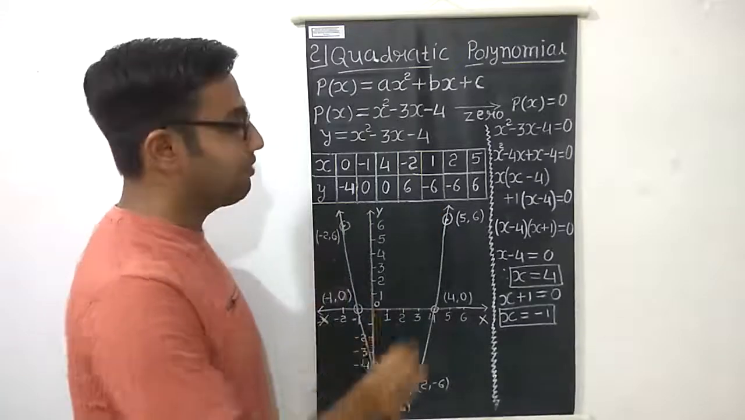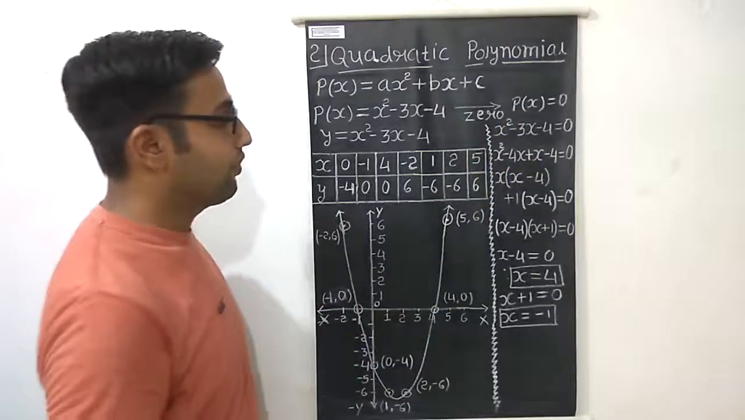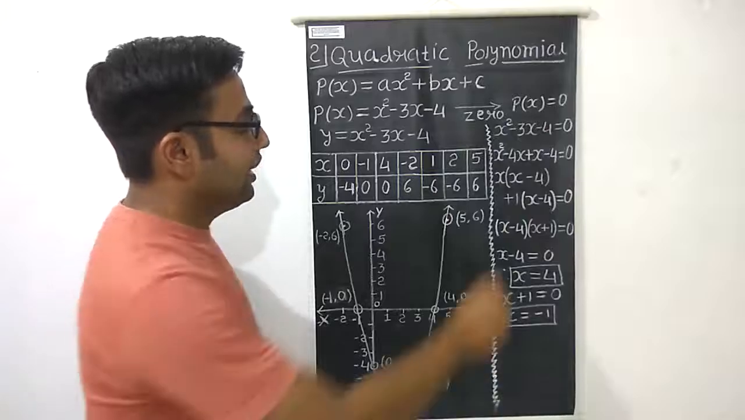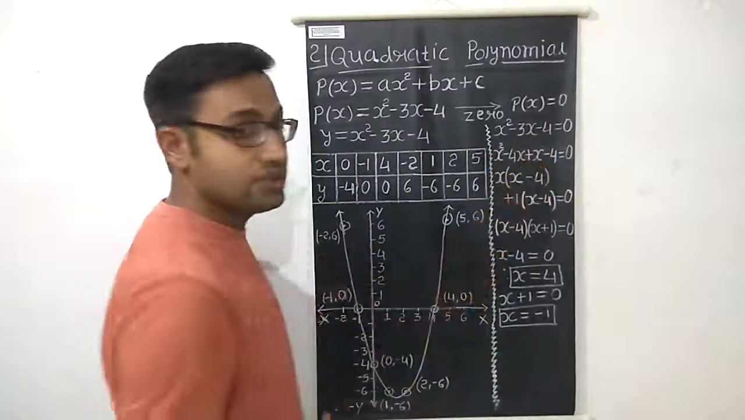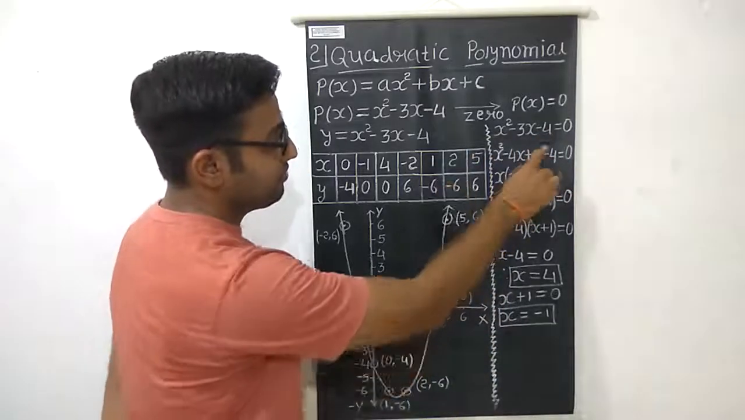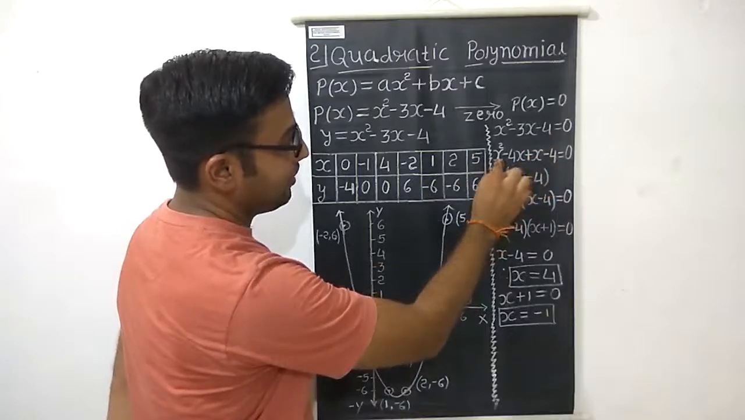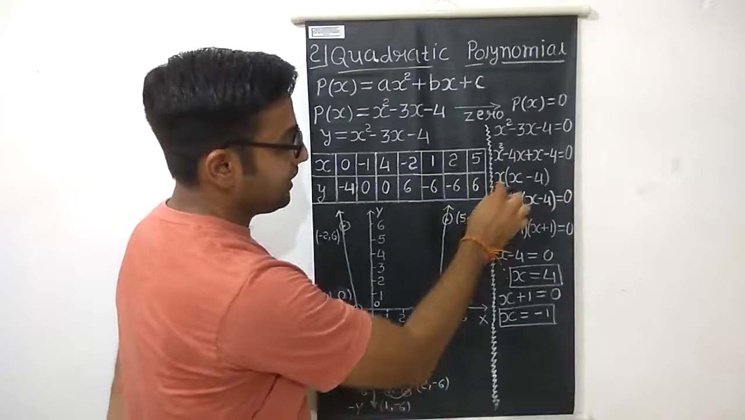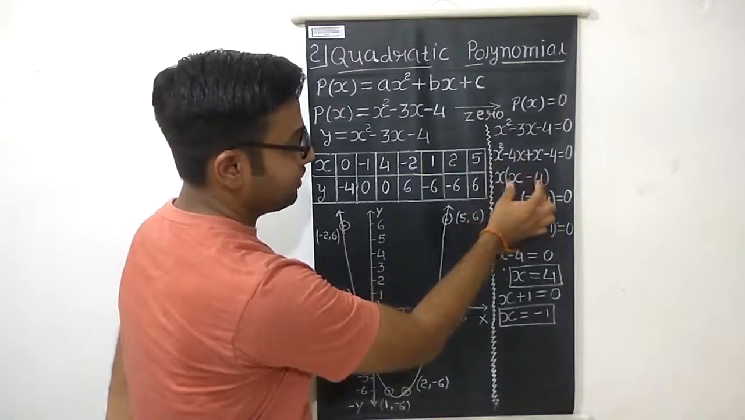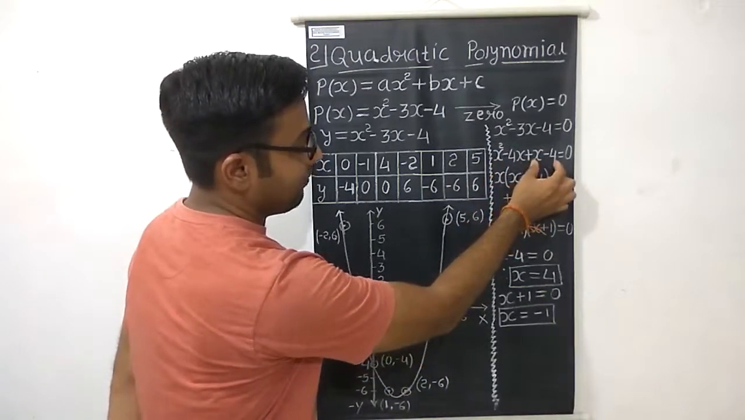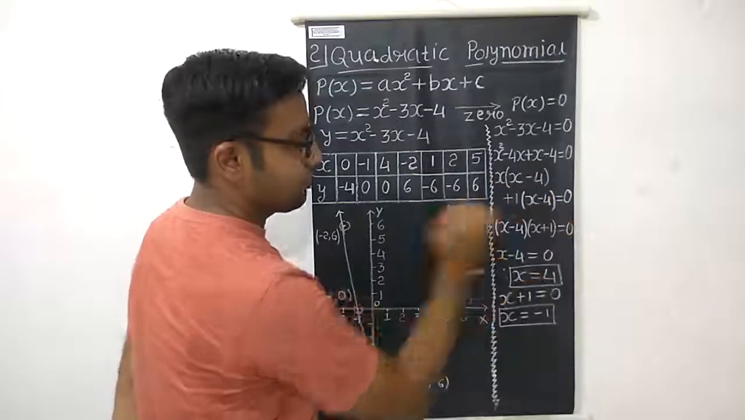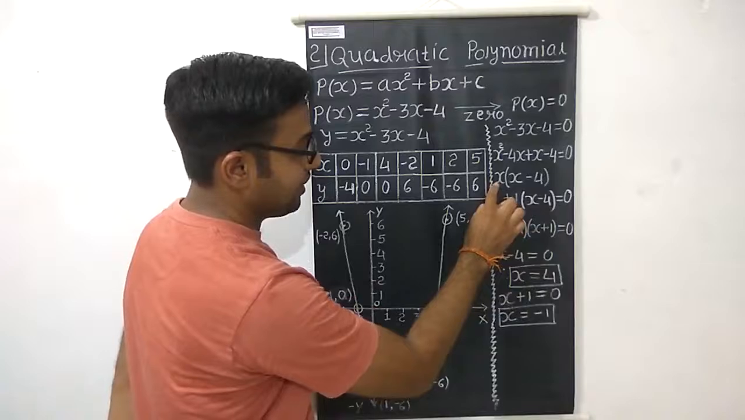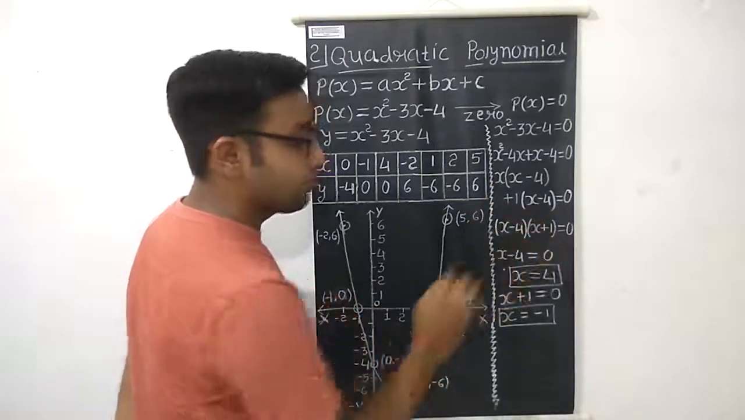Let's verify it by finding the zeros. To find them, we set p of x equal to 0: x square minus 3x minus 4 equals 0. By splitting the middle term, we get x square minus 4x plus x minus 4. Taking x common from the first 2 terms, we get x times x minus 4, and taking 1 common from the last 2, we get x minus 4. So x minus 4 is common, and in the other bracket we get x plus 1, equal to 0.